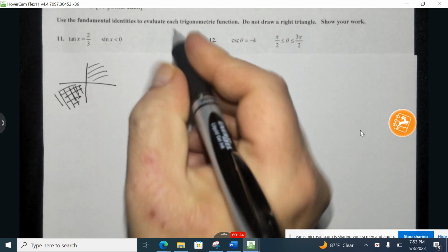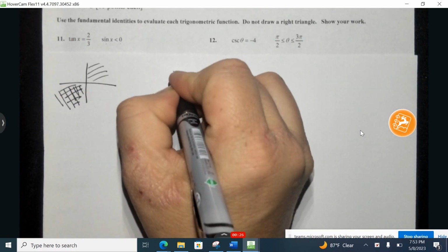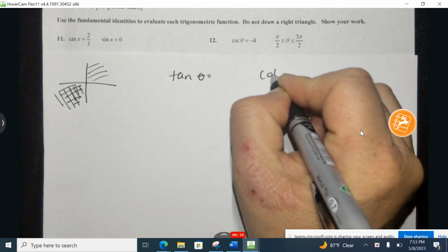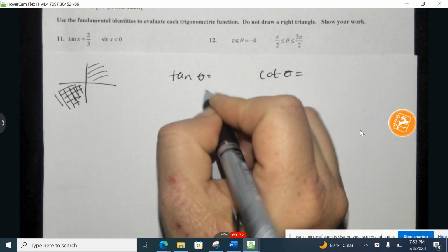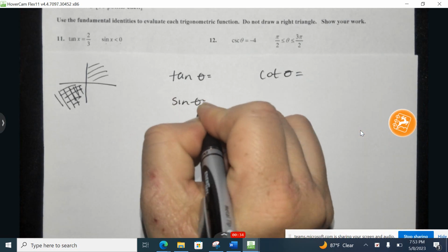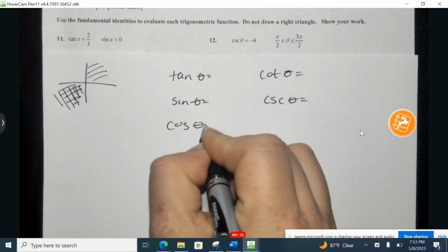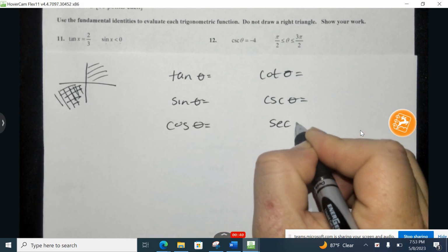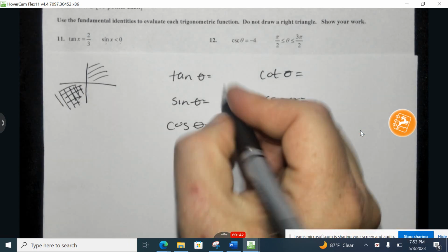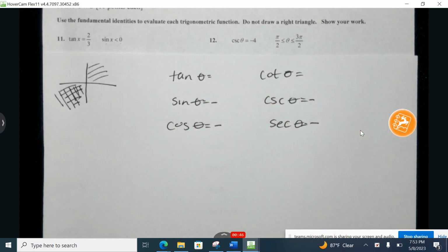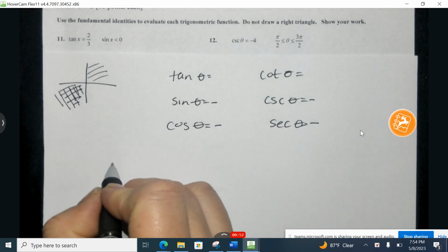So I know in quadrant 4, I'm going to go ahead and write this right now. I have the tangent and the reciprocal, sine and the reciprocal, and I have cosine and the reciprocal. And I know in quadrant 4 that the sines and cosines and the reciprocals will be negative. Tangent and its reciprocal, cotangent, will be positive. Okay, so I'm going to get started.